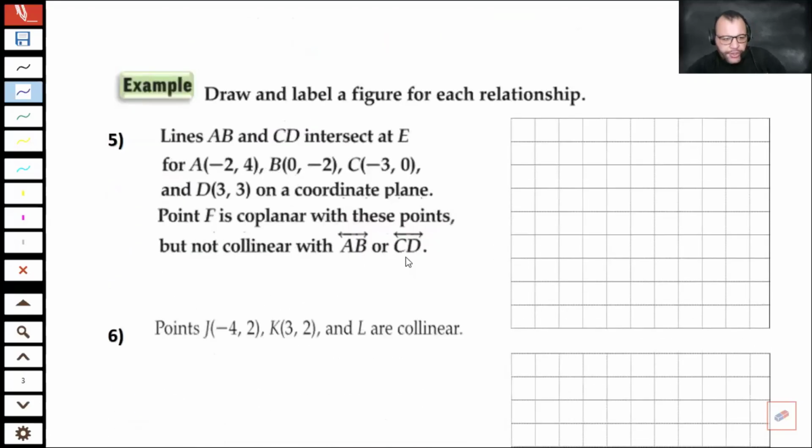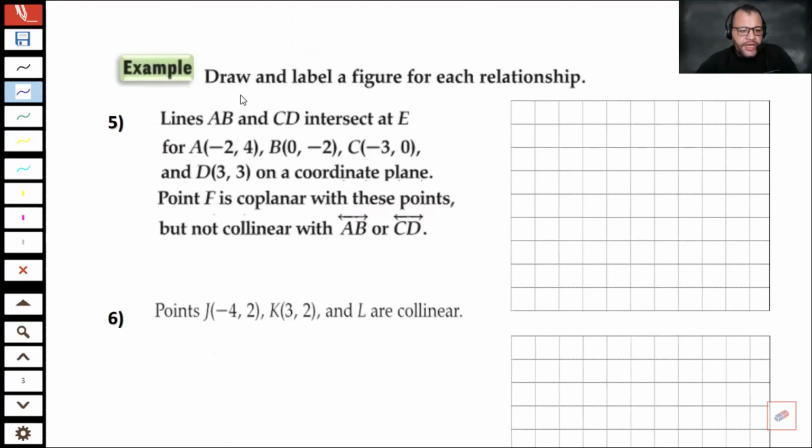Okay. Now we need to draw the line AB and the line CD intersecting at the point E. A is (-2, 4). B is (0, -2). C is (-3, 0). D is (3, 3). On the coordinate plane. Then we need to draw a point F that is coplanar, which means it lies on the same plane with these points, but not collinear with line AB and line CD, not on the same line with AB and line CD.